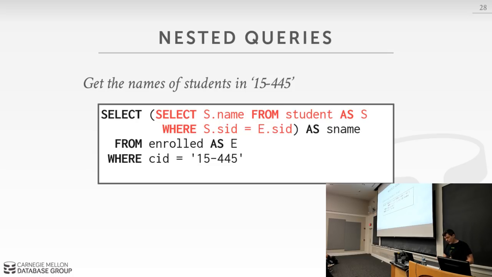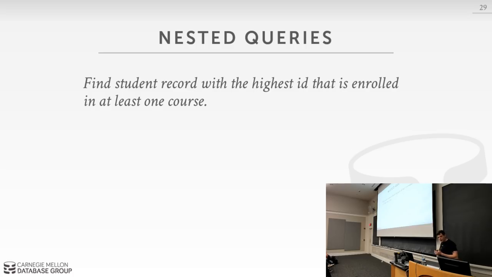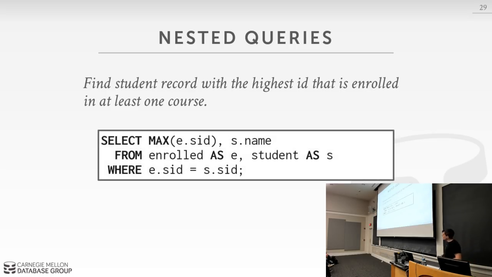All right, let's look at something more complicated now. Say we want to find the student record with the highest ID that's enrolled in at least one course. Seems pretty simple, but let's think about how we actually do this. So the first approximation would be something like this. Select the max student ID along with the student name from the join of the enrolled and student tables where the student ID in the enrolled table equals the student ID in the student table. Will this work? Why? Why not? What's that?